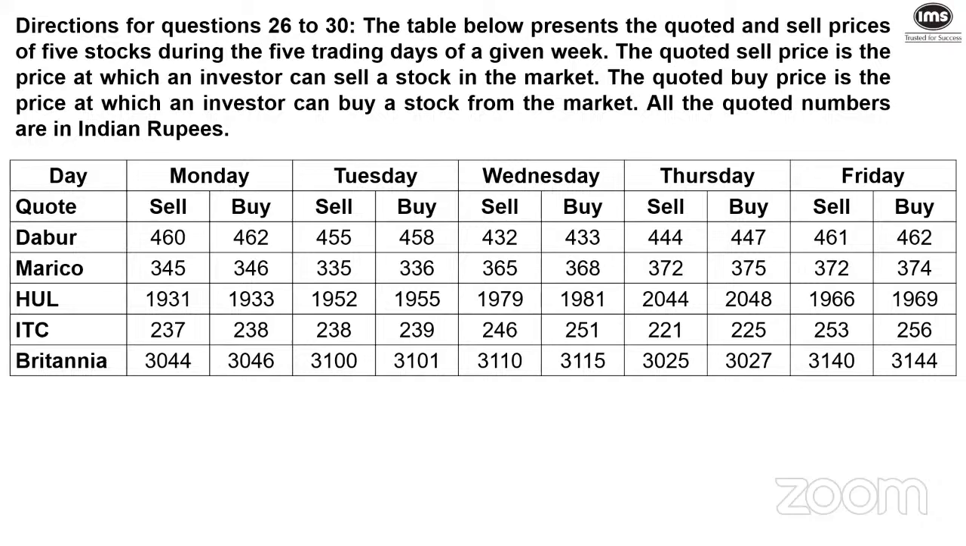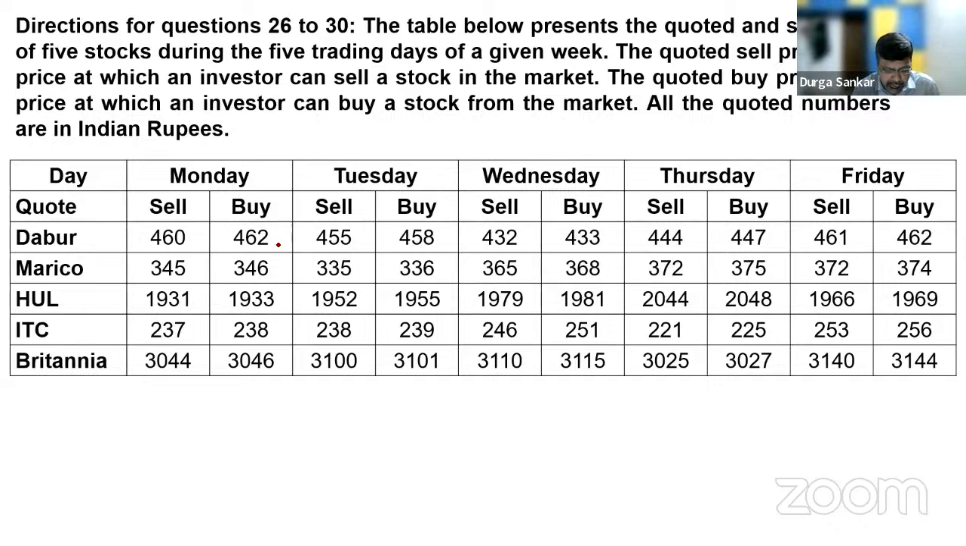Just to understand, suppose I take one brand, Dabur. On Monday, if I want to buy a stock of Dabur, it is 462 rupees. If I want to sell, it is 460. On Tuesday, 458 is the buying price, 455 is the selling price. Same way, Wednesday, Thursday, Friday. Brilliant. Now let us see what the questions are asking.